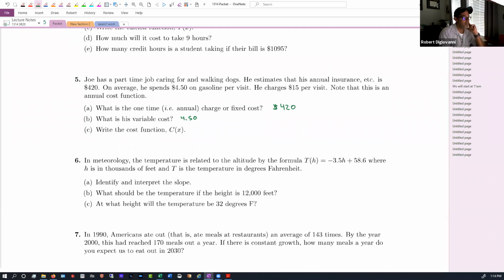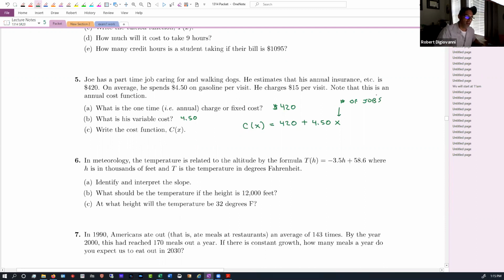But it's going to cost him $4.50. So now it asks for us to find the cost function. Okay, so it wants us to write a cost function. So they use capital C. Instead of the little f, they use capital C for cost. It's just a generic letter. You don't have to worry about it. It wants us to know how much it's going to cost him to run his business, right? Well, we already know that there's a fixed cost of $420, no matter what, right? But in addition to that, he's also going to have to pay $4.50 for every time he walks a dog or takes care of a dog. So x is the number of jobs he does, right?